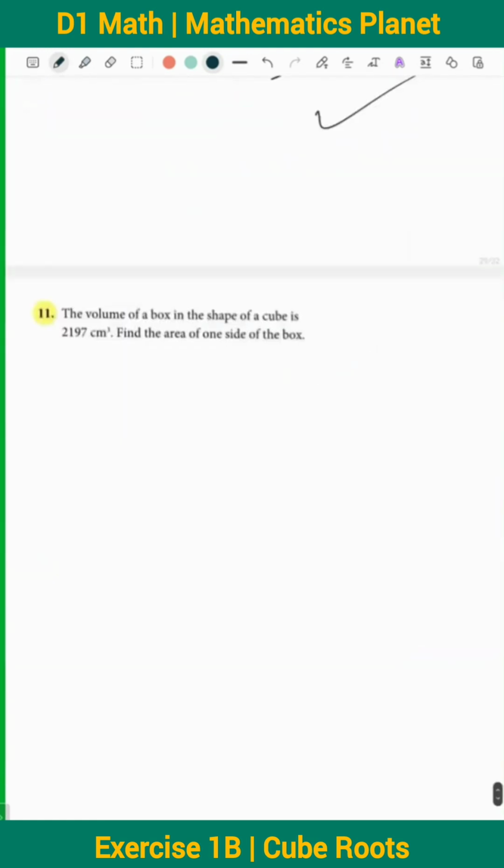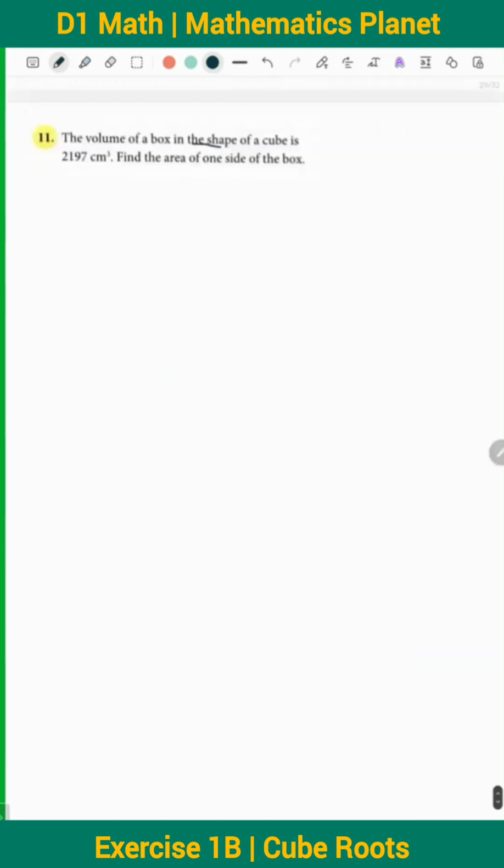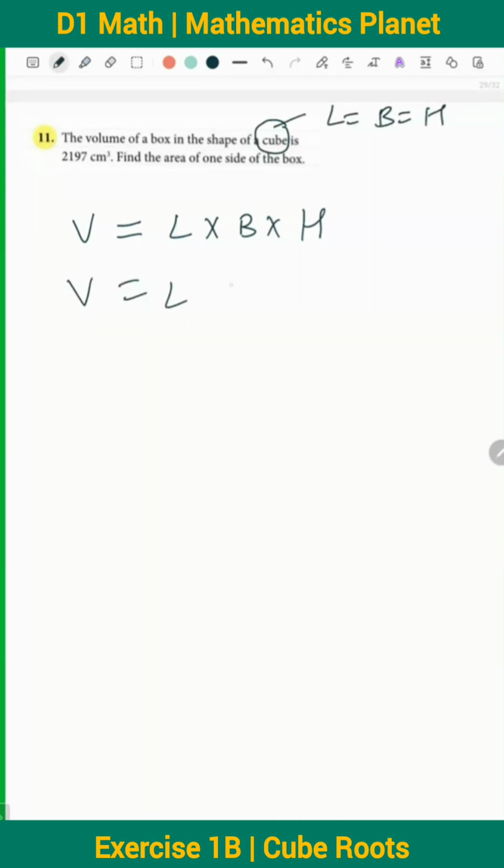The volume of the box in the shape of a cube is 2197. Now, students, the volume is given. So what is the volume given? 2197. So what happens now? Volume is equal to length into breadth into height. But what happens when we have a cube? Length is equal to breadth is equal to height. So we can write L times L times L. Got it? Now they're saying volume is 2197, which is equal to L times L times L.